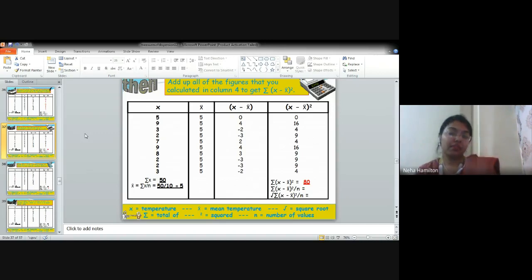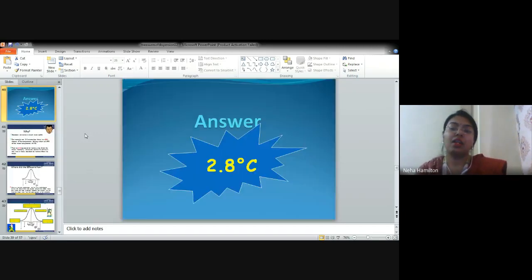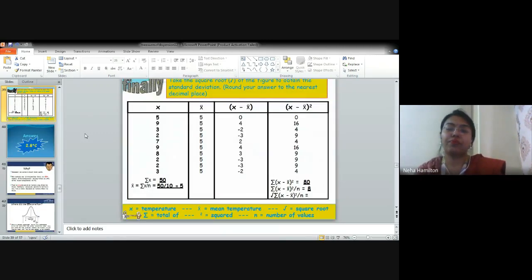So we will add it up. The answer comes out to be 80. We are dividing the number by the total number of observations, that is 10. So 80 by 10 comes out to be 8, right? So 8. So what is the eighth observation? What is the eighth observation, right? So the answer is 2. Here you can see that the answer is 2.